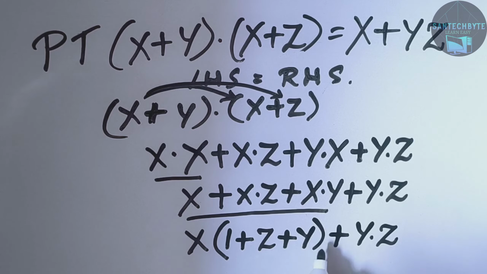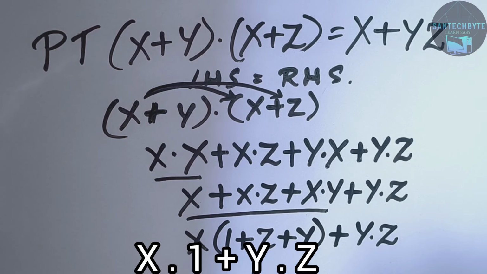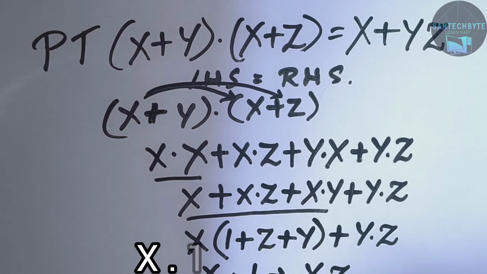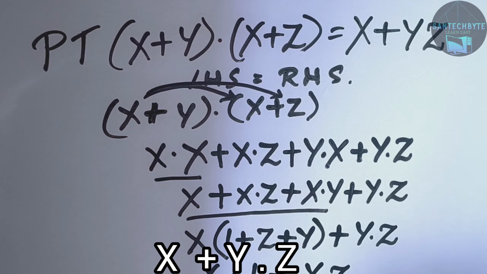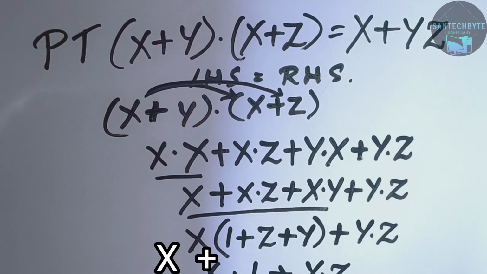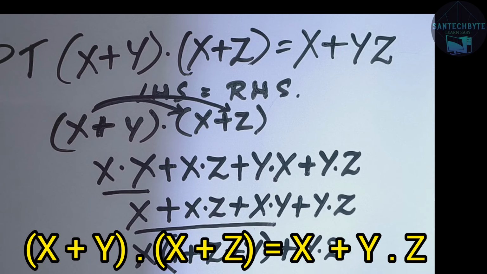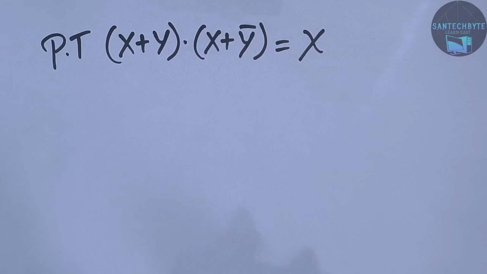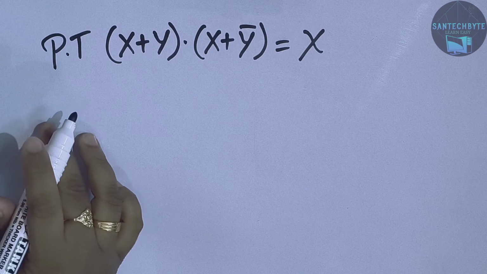When any one of the input is high, the output is high. So 1 or Z or Y, the result is 1. So and with X, or Y and Z, write it as it is. We know that X and 1 is nothing but X, or Y and Z. We have got the result what we wanted. Therefore LHS is equal to RHS. Proved.